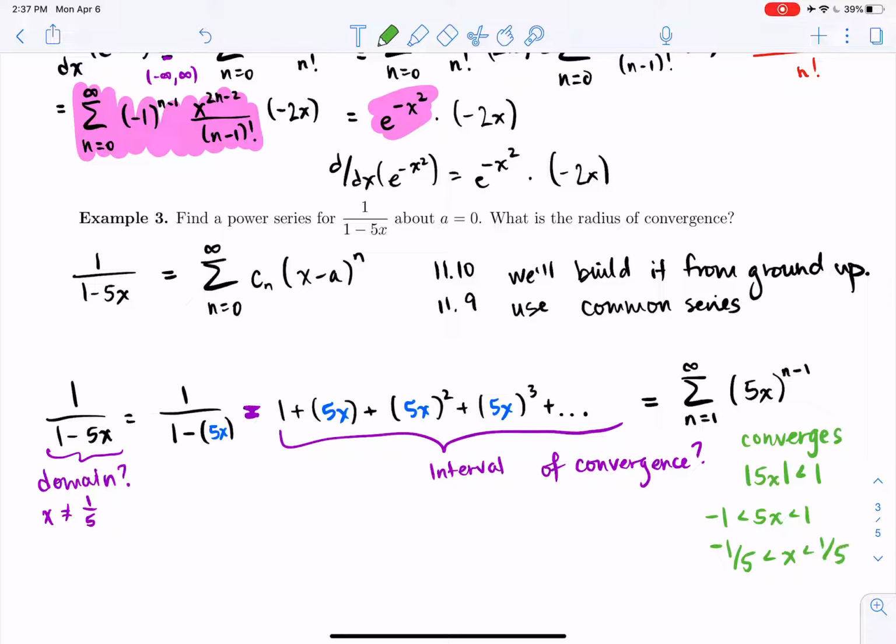Okay, so that tells you that the center is at 0, the radius of convergence is 1/5, and the interval is -1/5 to positive 1/5. So this equal sign is valid only for x values in the interval -1/5 to positive 1/5. All right, I almost asked if there are any questions. Maybe you will have questions.